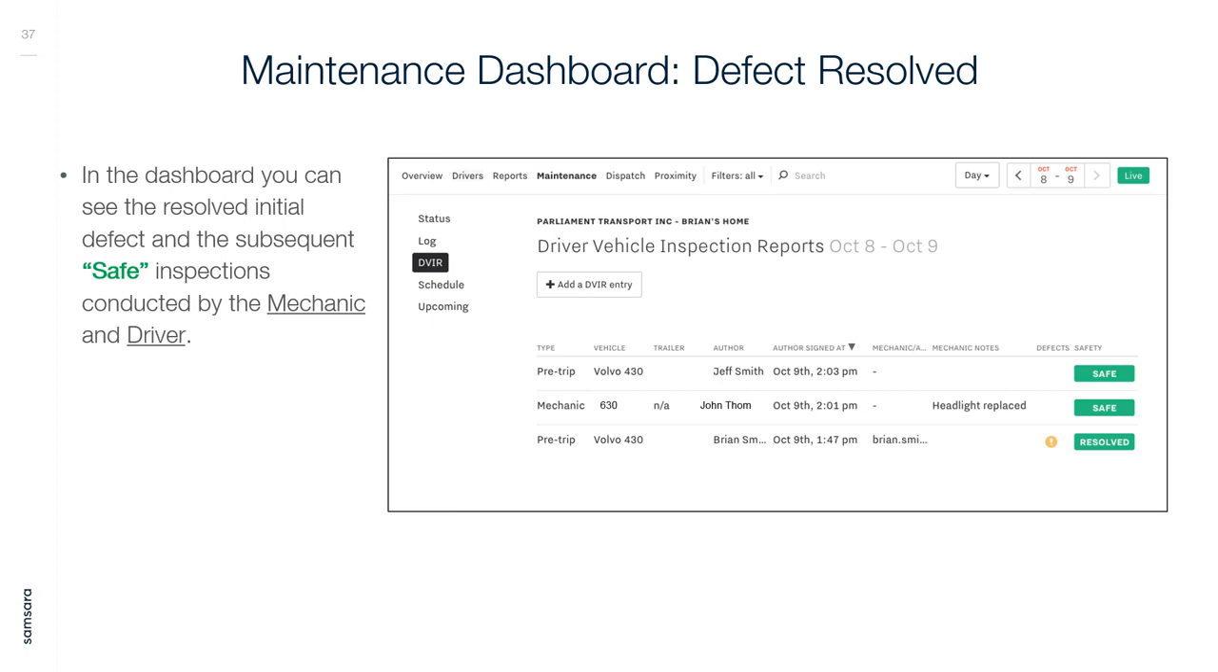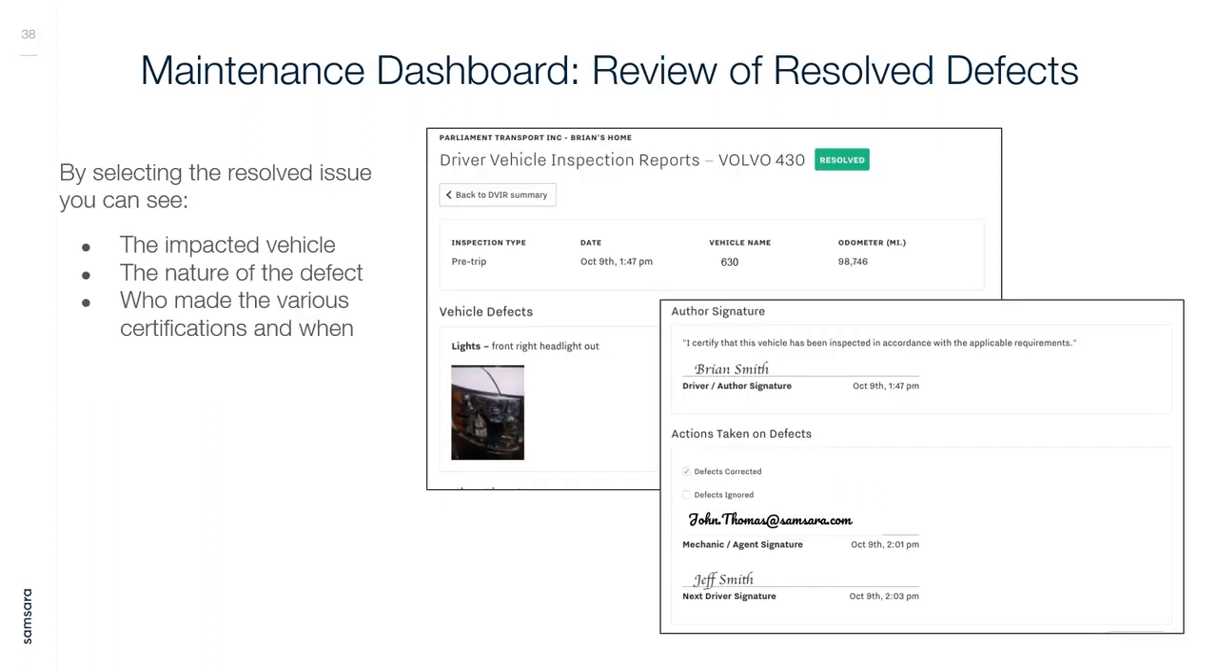Maintenance Dashboard, Defect Resolved. In the dashboard, you can see the resolved initial defect and the subsequent safe inspections conducted by the mechanic and driver. Maintenance Dashboard, Review of Resolved Defects. By selecting the resolved issue, you can see the impacted vehicle, the nature of the defect, and who made the various certifications and when.